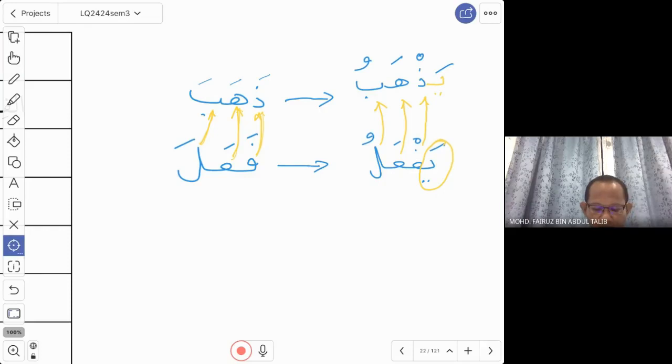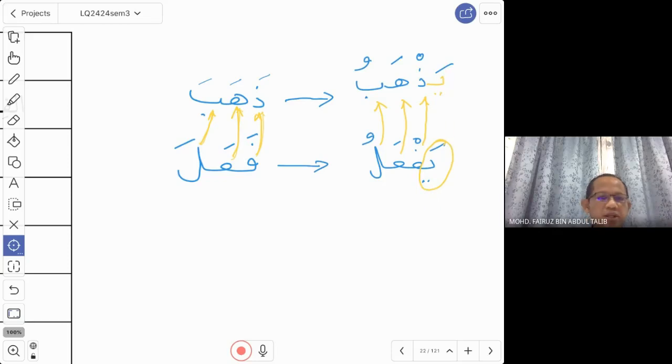So when I say zahaba, what is the wazan? The wazan is fa'ala. Any additional letter? No, because you only have fa, ain, lam, the original huruf. When it is yazhabu, what is the wazan? Yaf'alu. Any additional letters? Of course, you see this ya, but this is not the additional letter that we mean in mazid or mujarrad, because this is now in the mudari form.